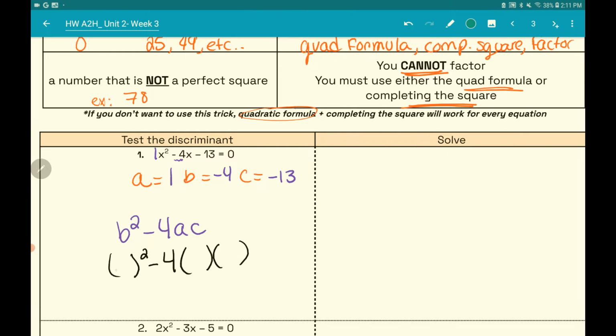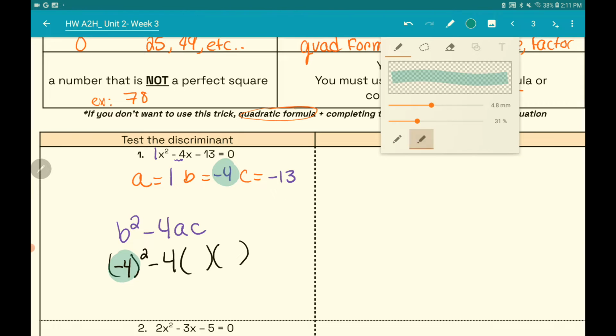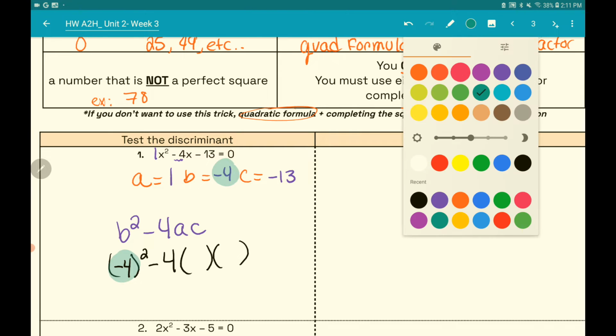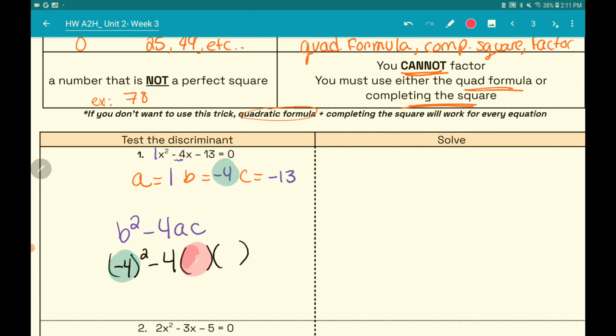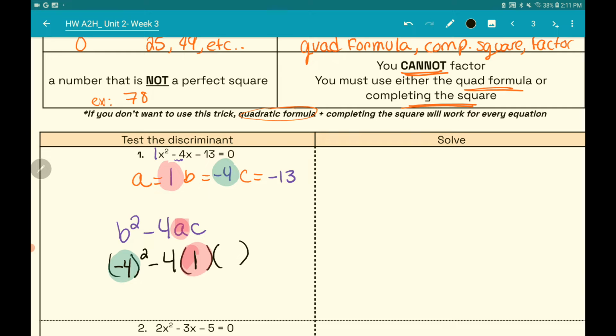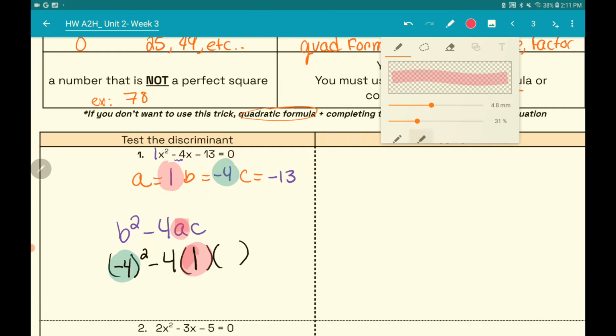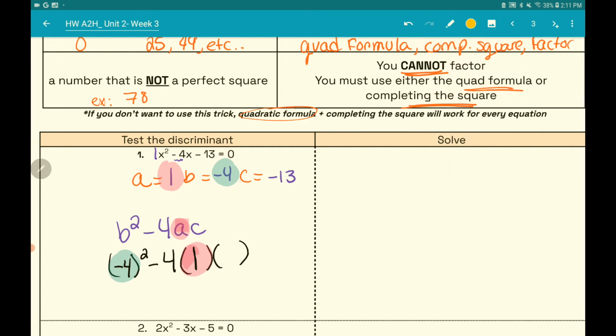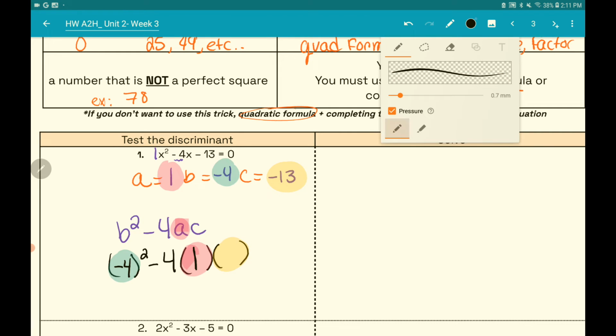So my b is -4. My next blank is my a value. That's 1. And lastly, my c value is -13.